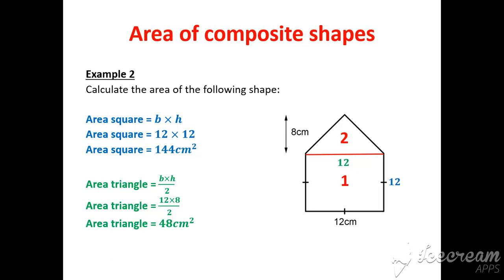So I've got the area of my square. I've got the area of the triangle. Shape 1 and shape 2 are done. So I can just add together the area of shape 1 plus shape 2 to get a total area of 192 centimeters squared.